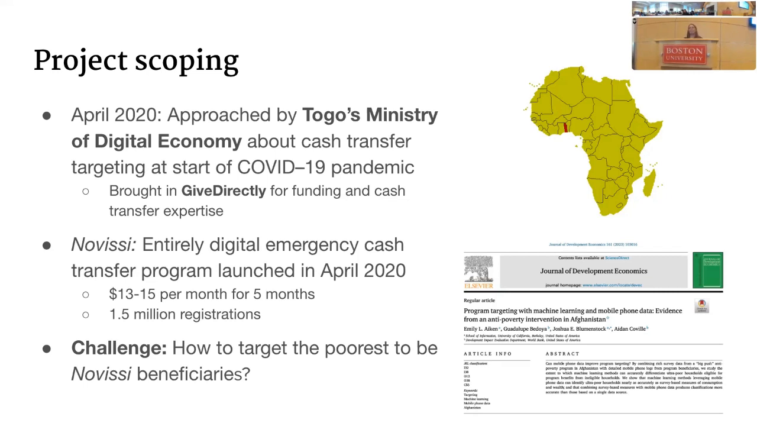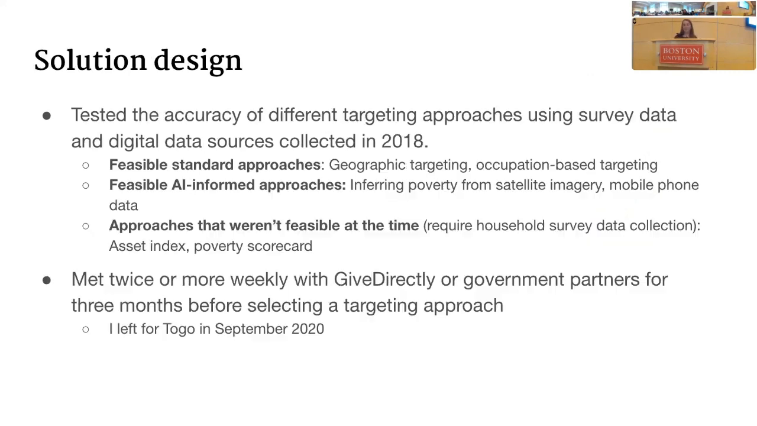To register for the program, people dialed a short code on their mobile phone. They filled out a short SMS-based survey to register, and then if they were eligible, they received the benefits via mobile banking. But again, the big challenge, and the part where we were helping with the project, is this question of how to target beneficiaries. The government built this entire cash transfer delivery platform, and Give Directly provided all the funding, and then it was on us to figure out how to do the algorithmic portion.